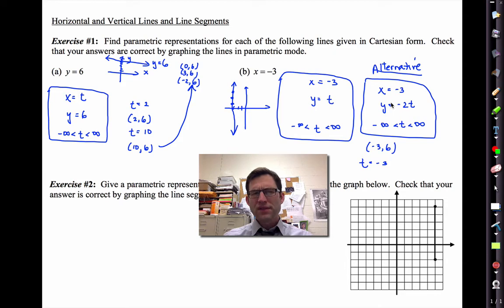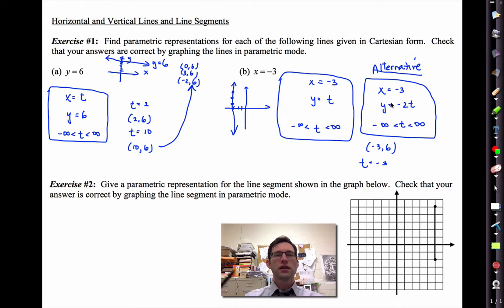So let's take a look at one that's a little more challenging. In exercise 1, we wrote the equations of lines, which are infinitely long. In number 2, we're going to write the equations of a line segment. So take a look at this. I need to give a set of equations along with an interval for t that gets the job done.